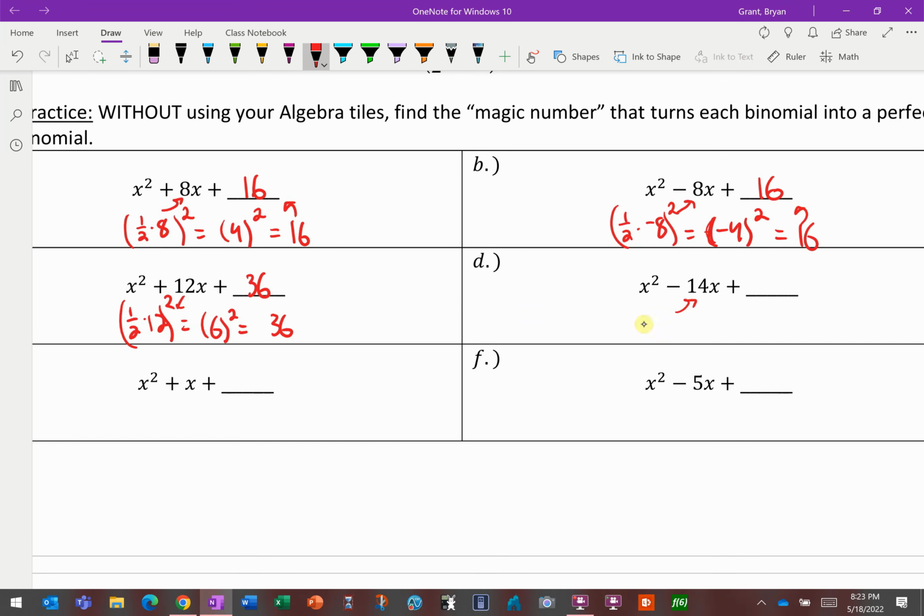Okay, same thing here. Half of negative 14, and then square it. So half of the b term is negative 7. Negative 7 squared, positive 49.